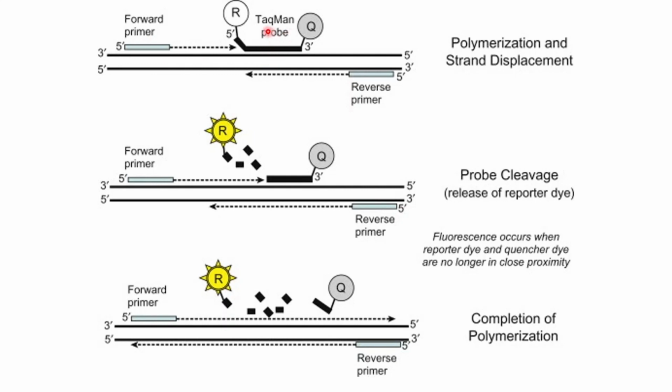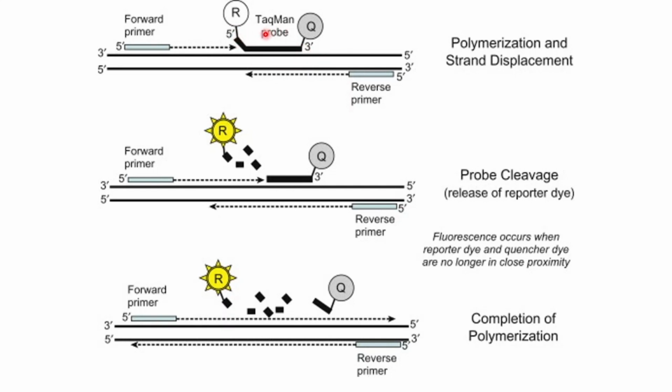A minor groove binder is sometimes used near the 3' end of the TaqMan probe to enable the use of shorter sequences that have higher annealing temperatures than would be expected for sequences of equivalent length. The reporter dye is attached to the 5' end of the probe sequence, while the quencher dye is attached to the 3' end. A popular combination of dyes is FAM or VIC as the reporter dye and TAMRA as the quencher dye.